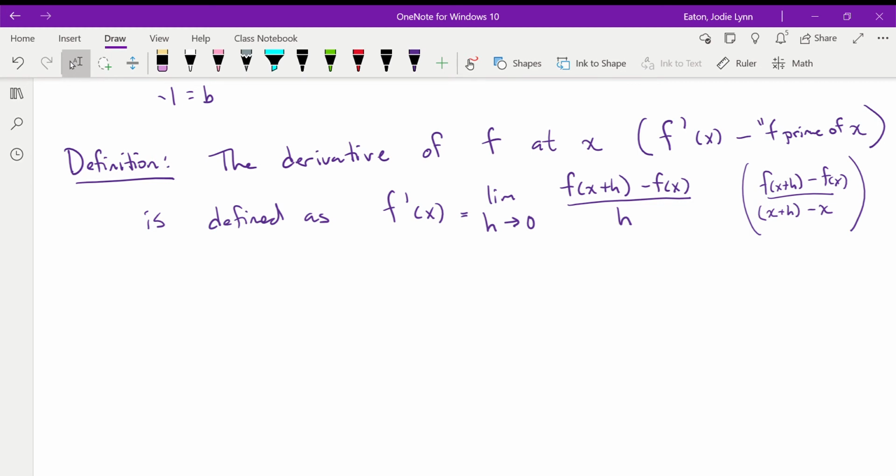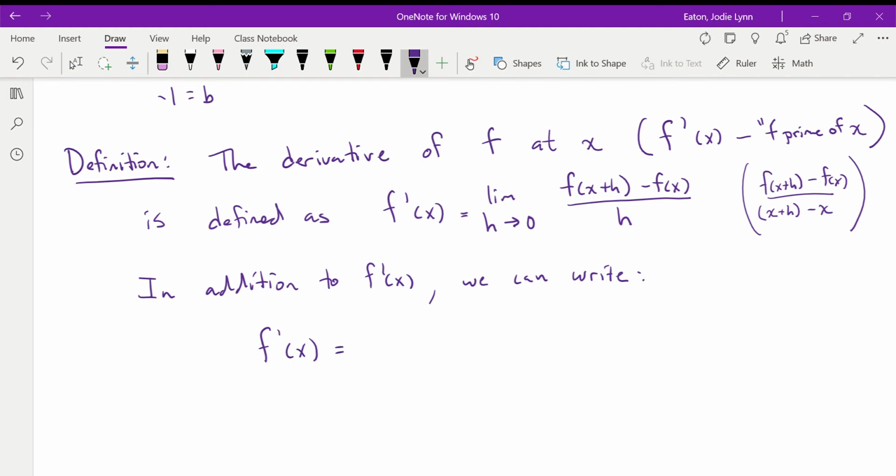Okay, we have a couple different ways we can write it. So in addition to f prime of x, that's our general, we can also write it as y prime.